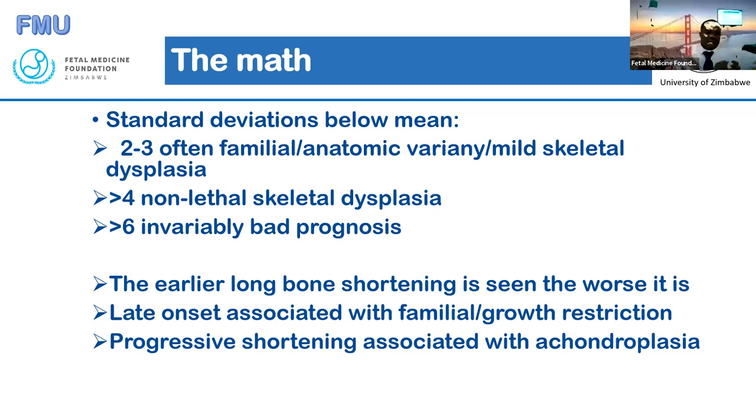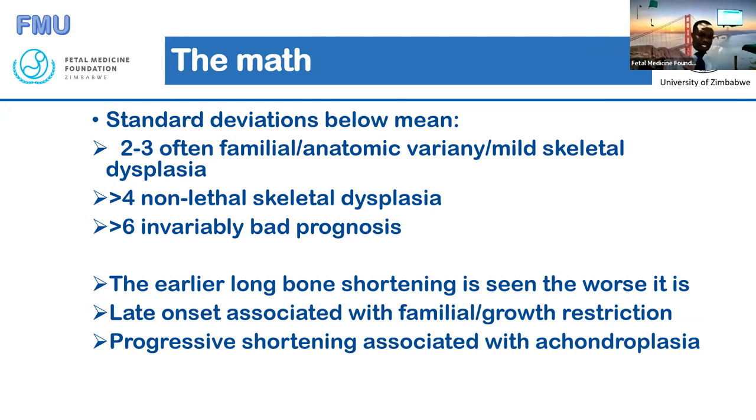Also, we need to plot for the pregnancy. We need to do serial measurements of those bones. In our case, we were not able to do that, as the woman opted for termination. But if you do serial measurements of those bones, you might find a progressive shortening of those limbs.